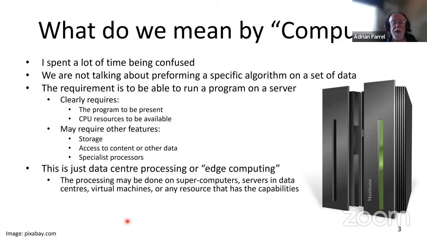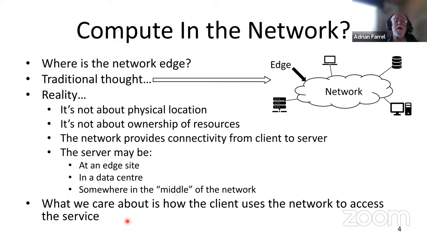So this looks very much like data center processing or edge computing as we've always known it. The processing is done on some computing machine that has the required capacity and capabilities. So why are we talking about compute in the network? Computing-aware networking has really arisen because of traditional thought about where the network edge is.